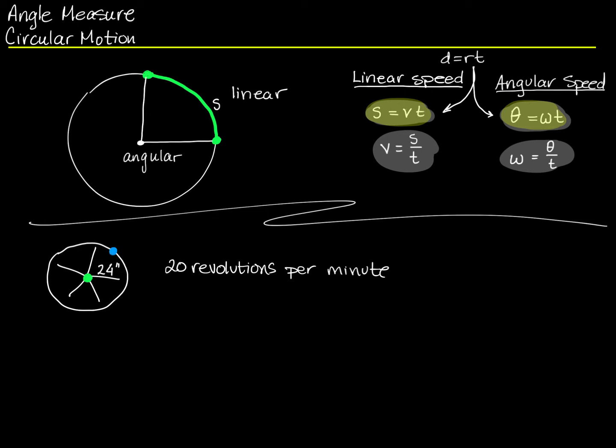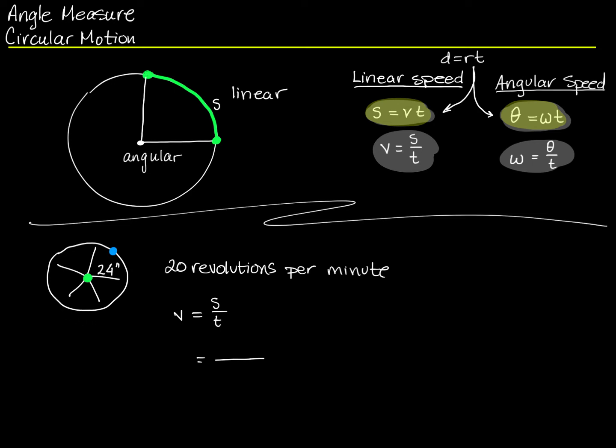So let's answer the linear question first. We've been asked for the linear speed of the bug, so we want to use the formula that's written speed, or velocity, equals s over t. Remember, in this case, s stands for the arc length, not the speed. Speed is velocity. And I don't know my velocity, that's what I'm looking for. But I do know something about my arc length. I know that s is the distance the blue bug travels around the edge of the wheel, around the circle.